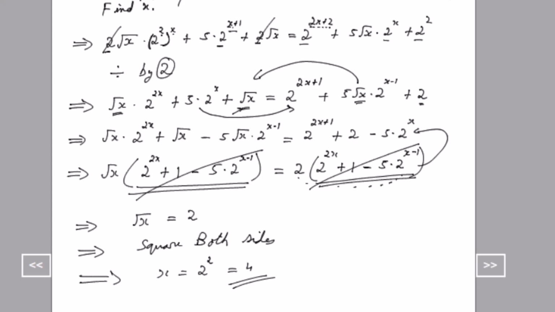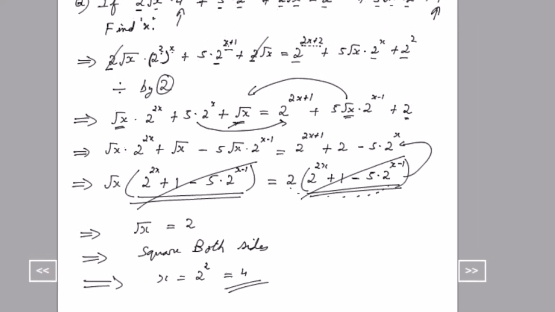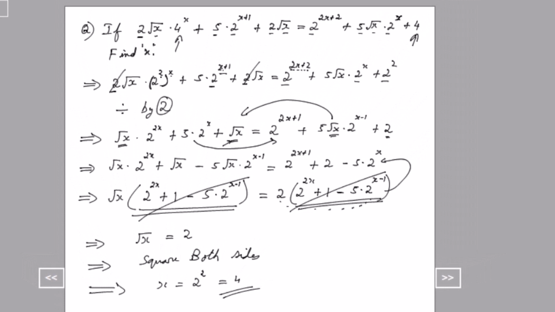So while this may seem to be complicated looking at the big equation with x power half and 2 to the power of 2x plus 2 etc., when we try to simplify them, trying to find out the common terms, it gets simplified, and we have a very quick way of solving this.